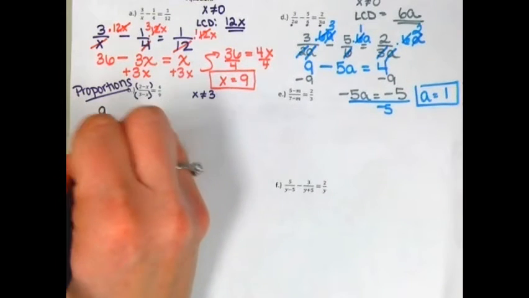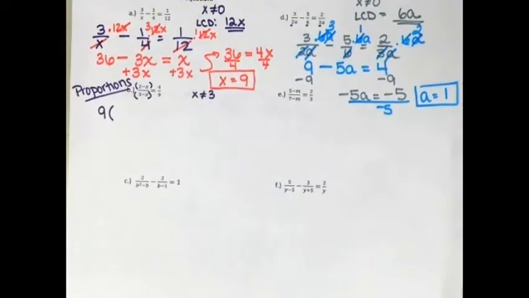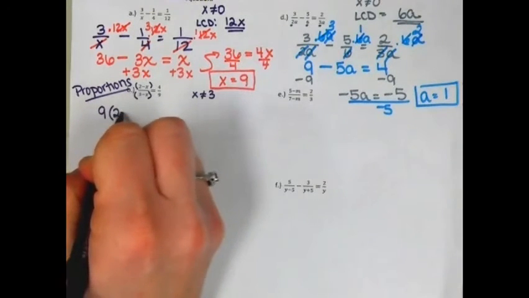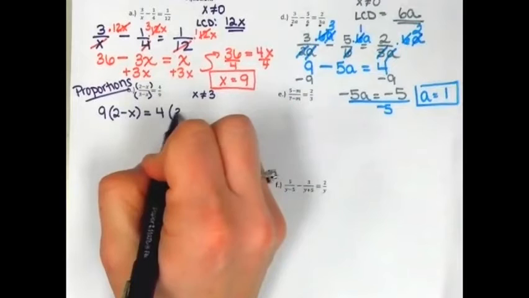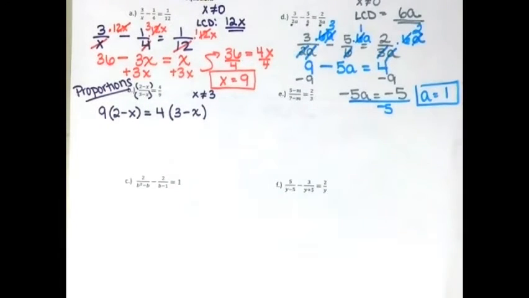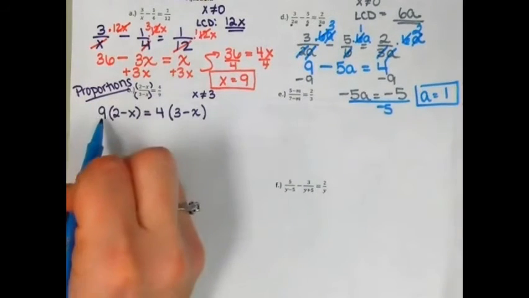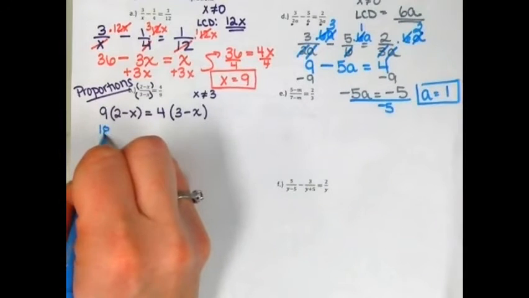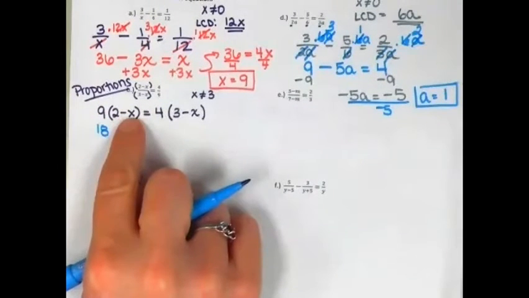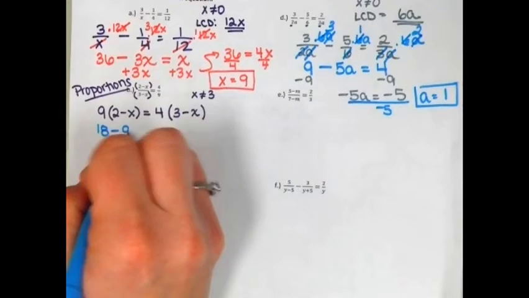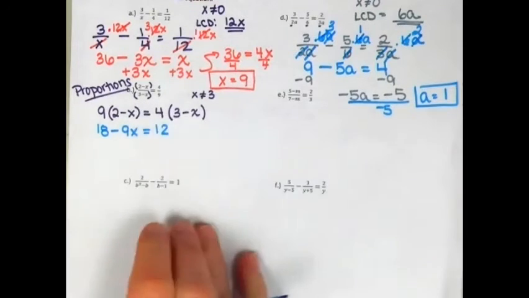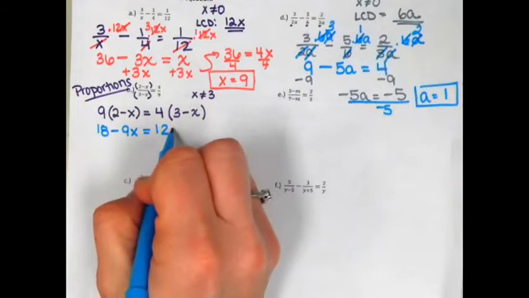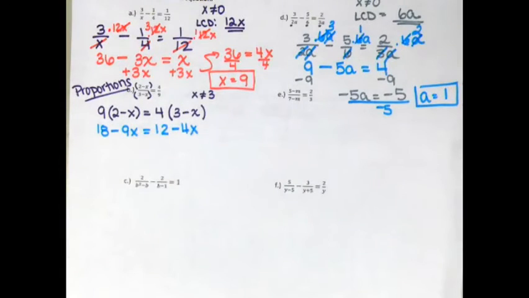I'm going to take 9 and multiply it by what? 2 minus x, good, equals, and I'm going to take 4 and multiply by what? 3 minus x. Is everyone okay with that? And now let's distribute, excuse me. 9 times 2, 18. 9 times x, 9x, good. 4 times 3, 12, and 4 times negative x. Negative 4x. Is everyone okay with that?